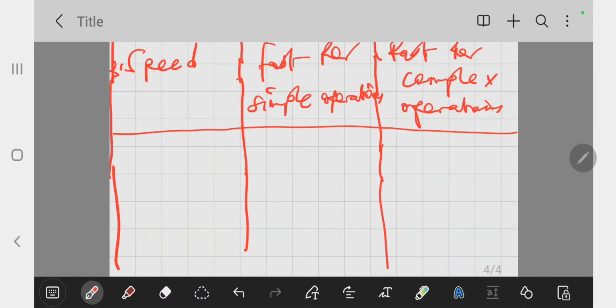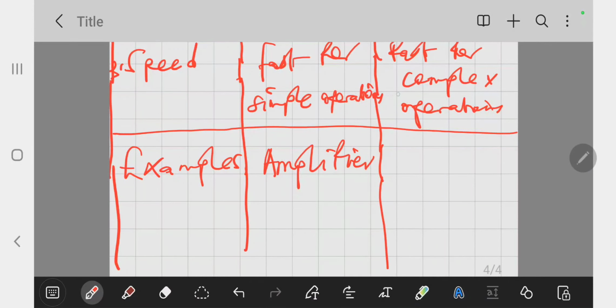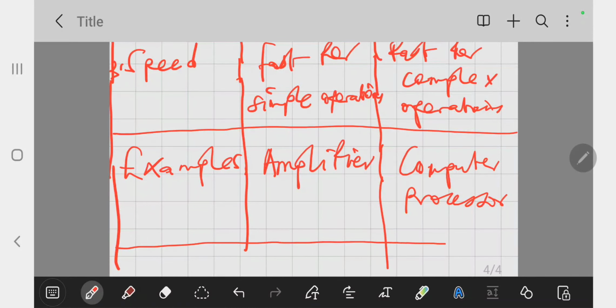So now moving on, some examples which help you to differentiate the two: you can find an analog signal in, for instance, an amplifier. And for digital, I would like you to always think about a computer processor, because it's the one which contains the part which does most of the logic operations.